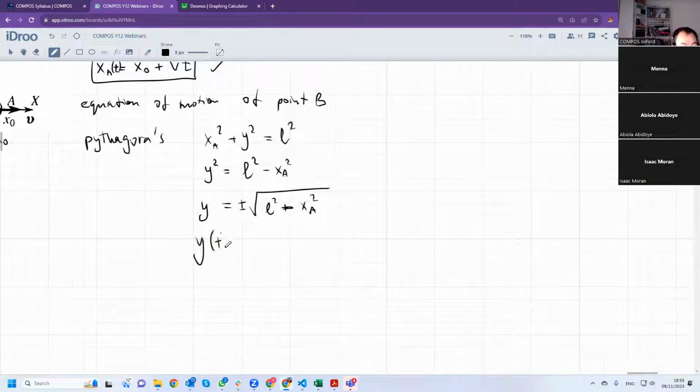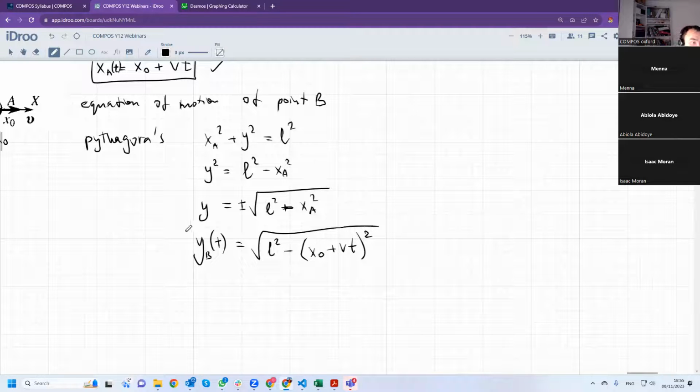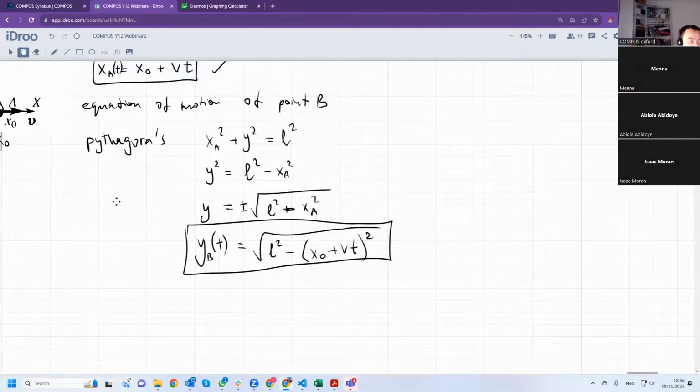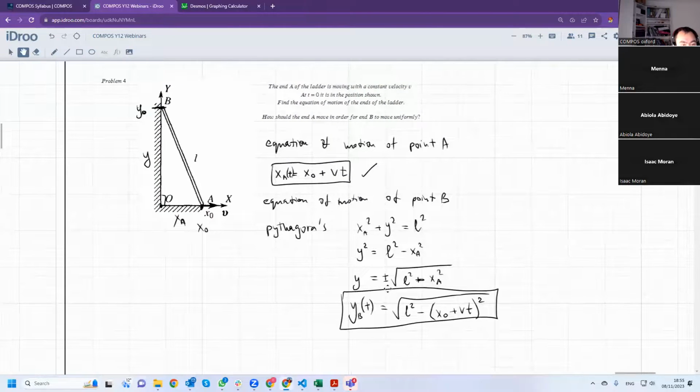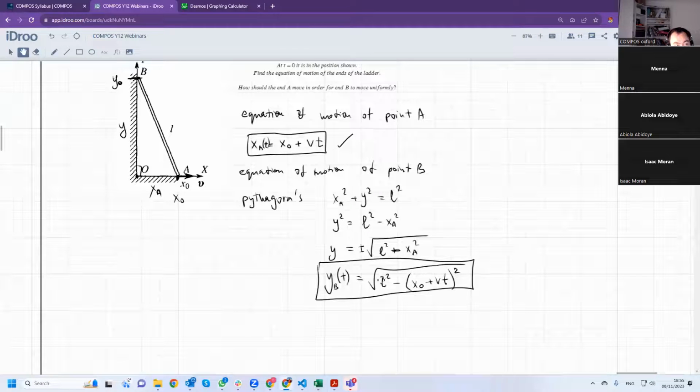So y of t, y position of point B, is the square root of L squared minus, and now we know the formula for xa, so x0 plus vt squared, and that is the equation of point B, equation of motion. So it contains known parameters such as L is the length of the rope, x0 is the initial position, v is the velocity, we know velocity, and t. So it's a function of t, function of time.